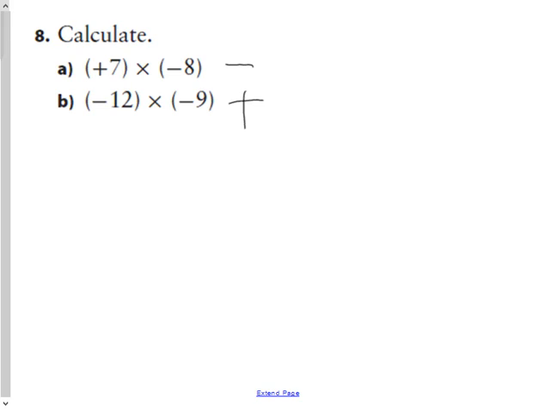7 times 8 is 56. And 12 times 9. Well, 10 times 9 is 90, and 2 times 9 is 18. So if I combine those, I get 108. So my answer for question B is positive 108.